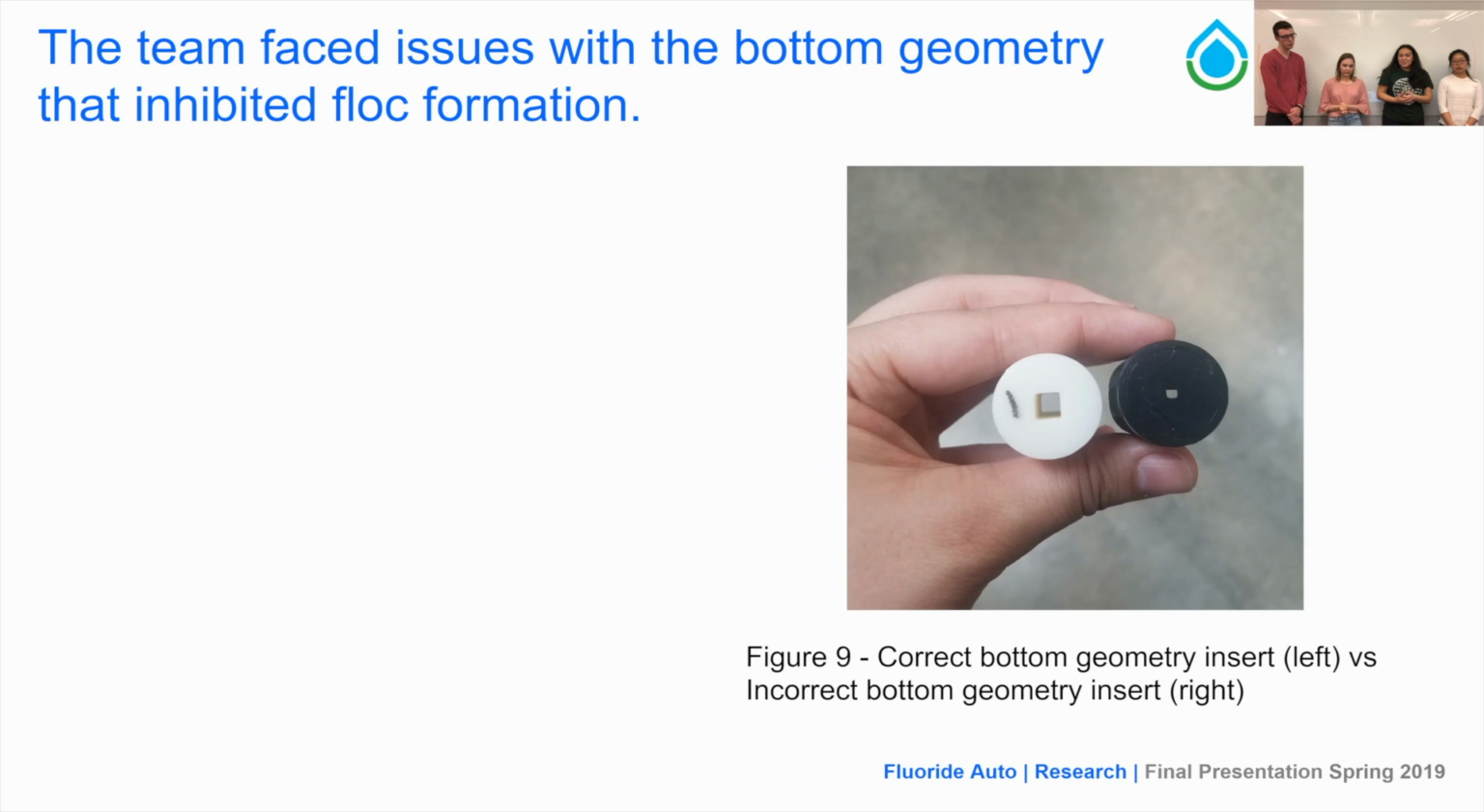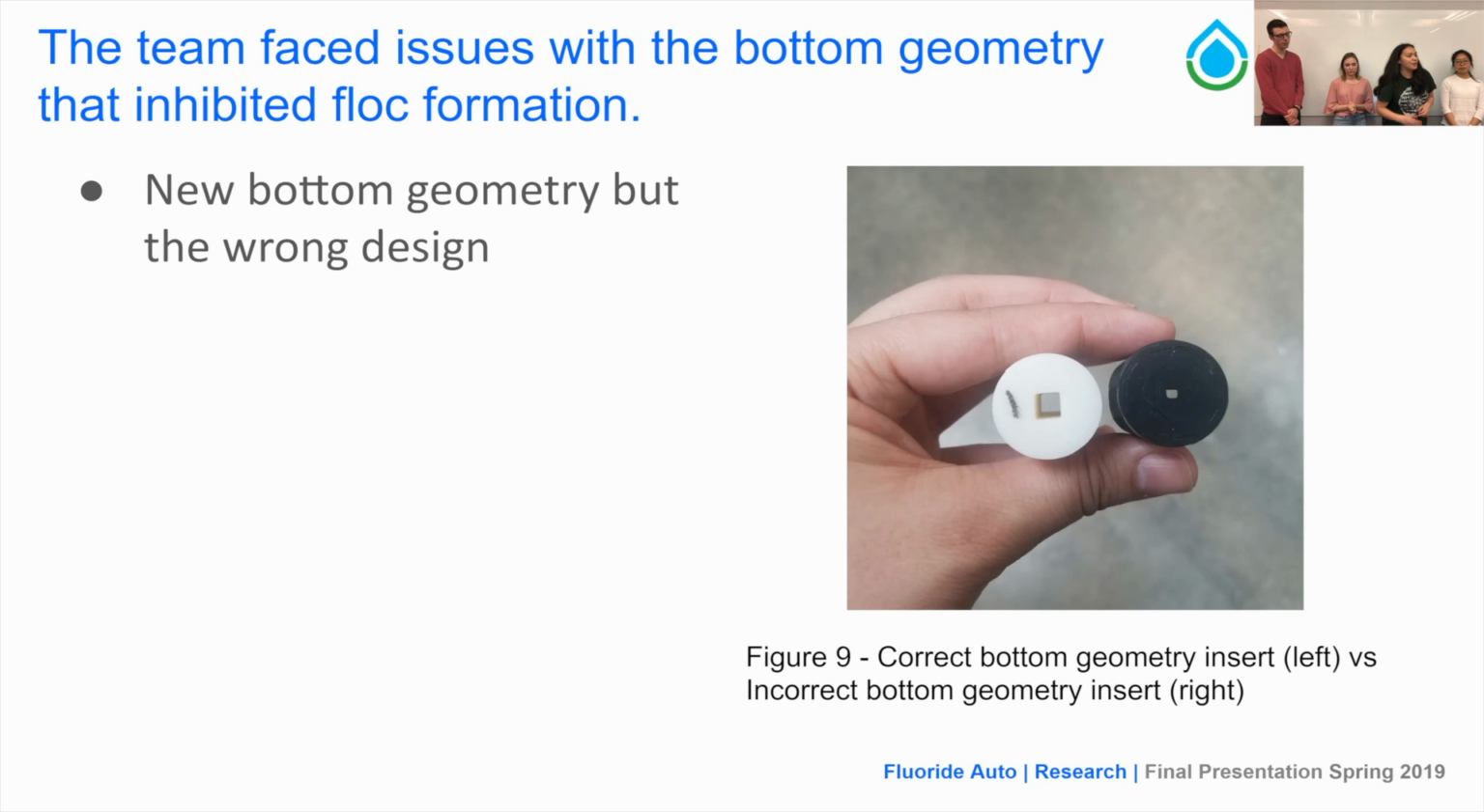Yeah, so as Emily mentioned, we had a lot of issues during experimentation, and as Dom mentioned, we were experimenting with a new bottom geometry. When we first implemented the bottom geometry, we noticed that we weren't getting the same flocs in the sedimentation tube as we were before we had implemented it. So we then took out the bottom geometry to compare with some of the other teams that were using what we thought were the same bottom geometries and who were getting successful results.